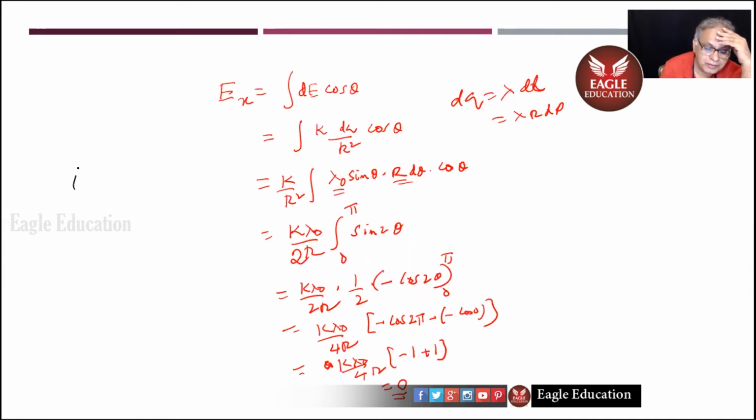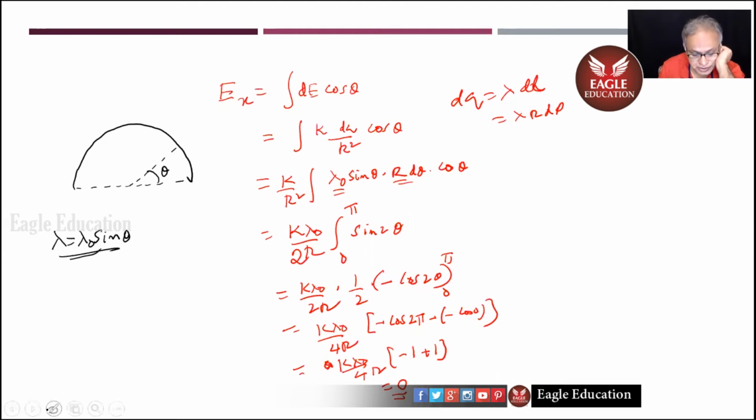Look, we have the semicircle like that. This is theta. So lambda equals lambda 0 sine theta when you mention. What do you mean by that in a physical sense, children? Look, sine theta from 0 to 90 is positive, right? So this charge will be positive, though not uniform. This overall charge will be positive here, right?